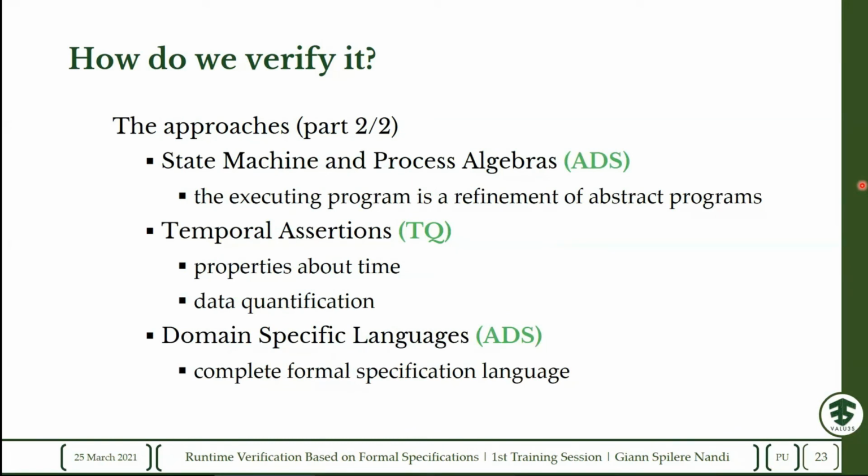With state machine and process algebra, the idea is that the current run of your program has to be a refinement of another abstract program. With temporal assertions, the idea is to basically reason about, as we said before, the ordering of events. And you also have domain-specific languages, where you come up with a complete formal specification language for the thing that you want to verify.